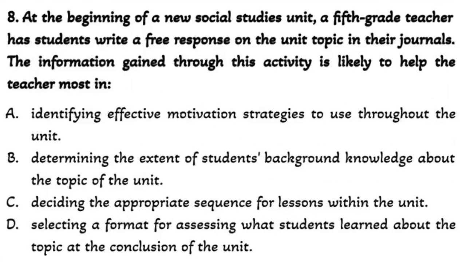8. At the beginning of a new social studies unit, a 5th grade teacher has students write a free response on the unit topic in their journals. The information gained through this activity is likely to help the teacher most in A. Identifying effective motivation strategies to use throughout the unit. B. Determining the extent of students' background knowledge about the topic of the unit. C. Deciding the appropriate sequence for lessons within the unit. D. Selecting a format for assessing what students learned about the topic at the conclusion of the unit. The correct response is B.